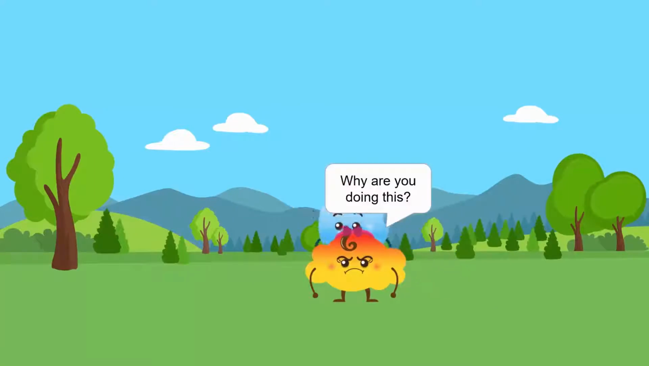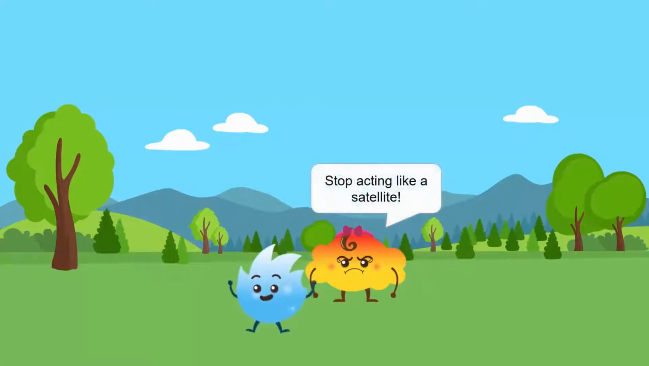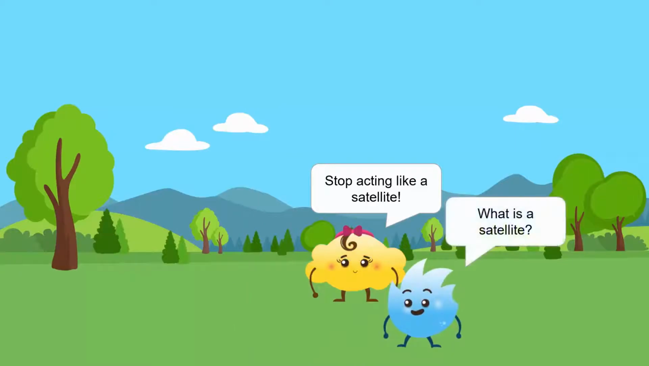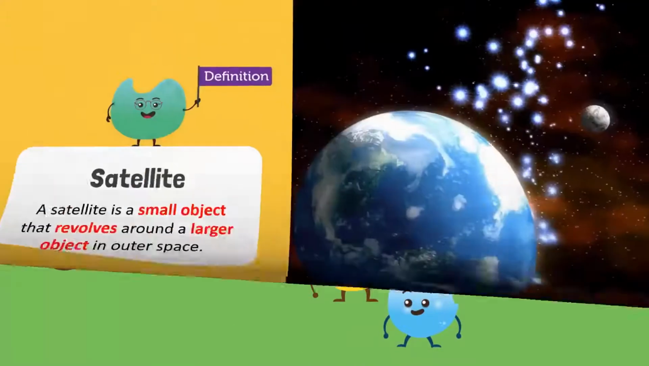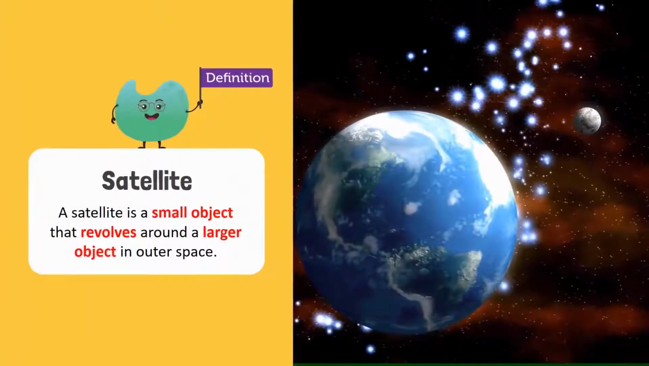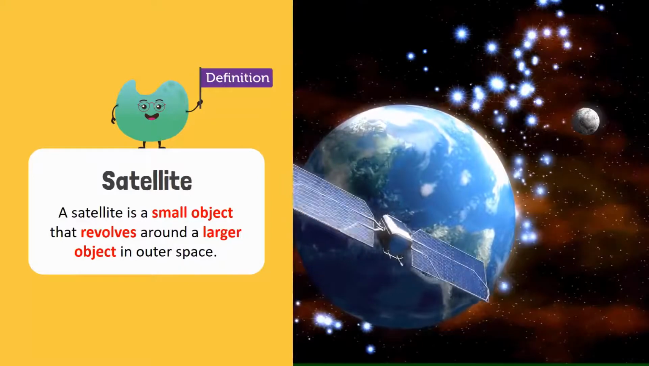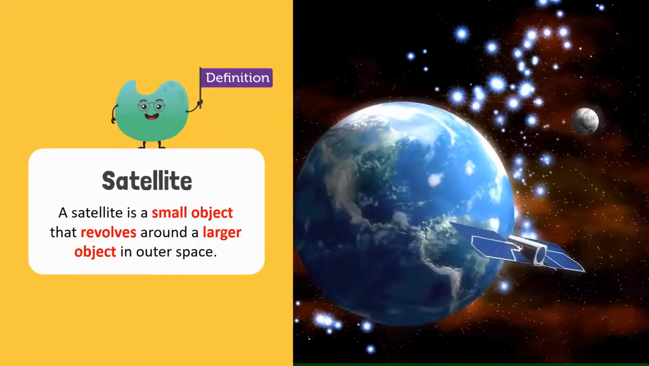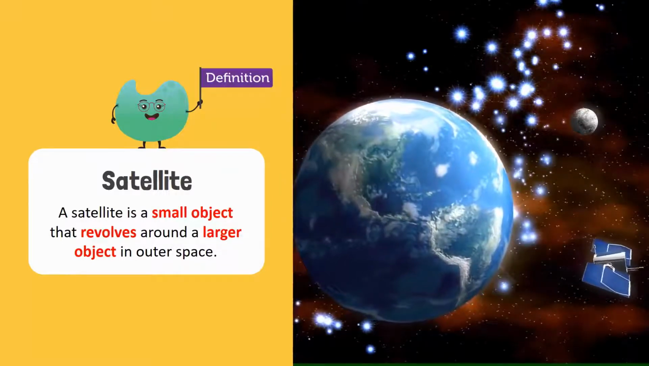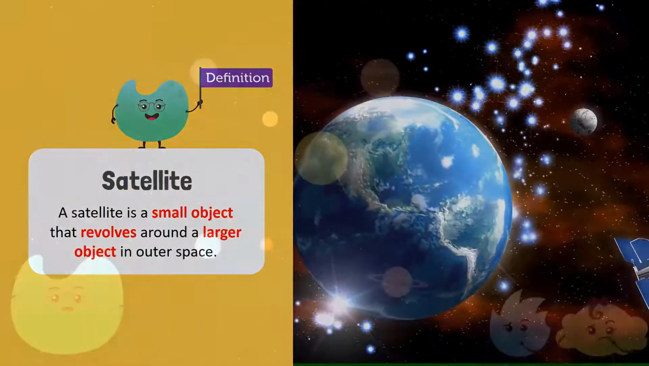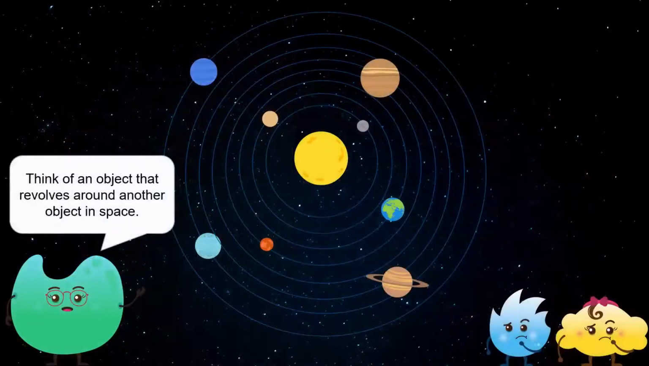Spiky! Why are you doing this? Stop acting like a satellite. What? A satellite? What is a satellite? A satellite is a small object that revolves around a larger object in outer space. Can you think of an object that revolves around another object in space?